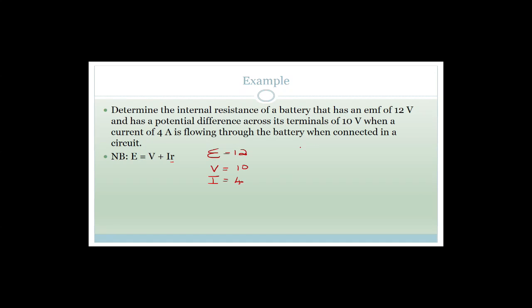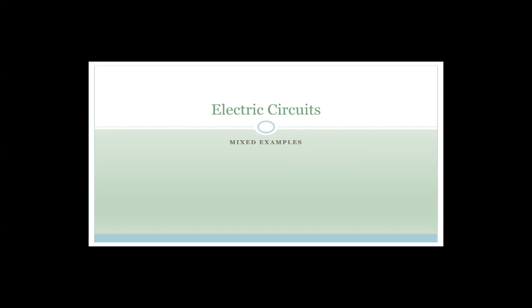So that's pretty easy. We've got 12 equals 10 plus 4r. So 2 is equal to 4r. So r is going to be 0.5 ohms.